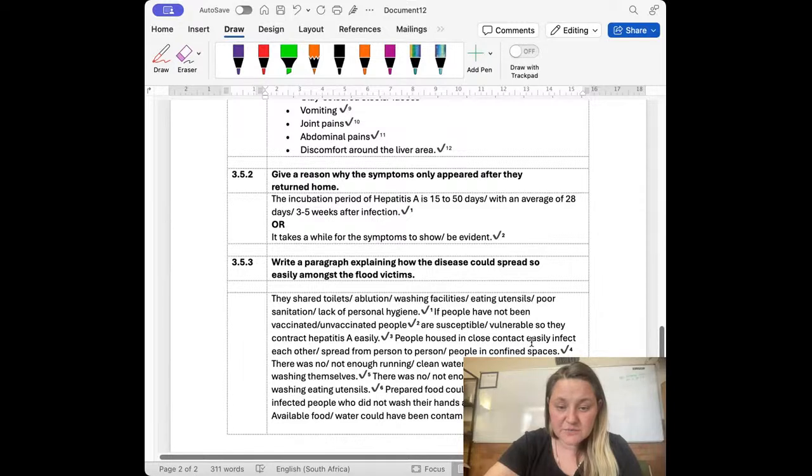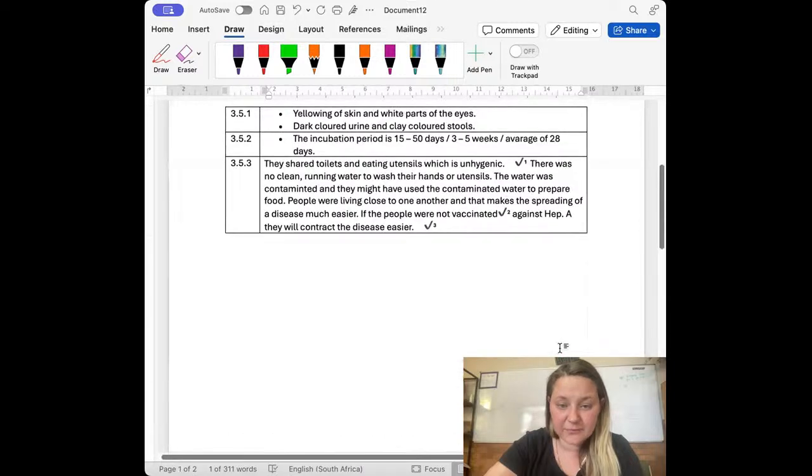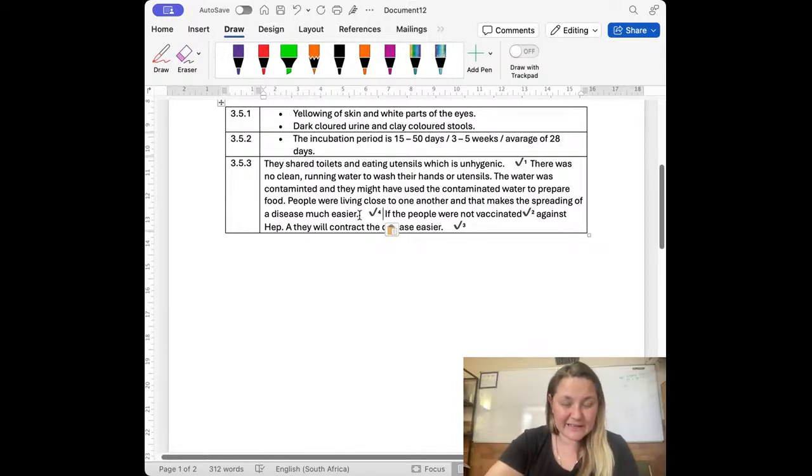People housed in close contact to each other. We said that people were living close to one another. So we can also get that tick number 4. Yeah, people were living close to one another, and that makes the spreading of the disease much easier. Apologies for the bell. I'm actually currently at school doing this in my off period.